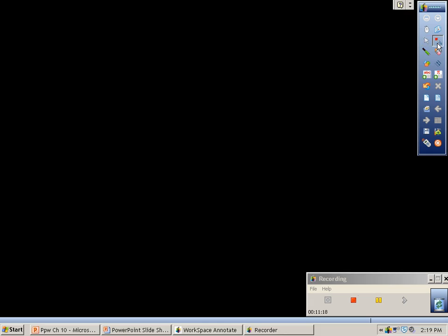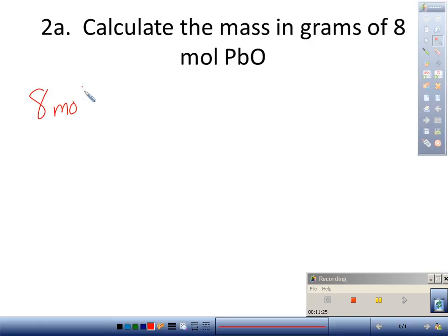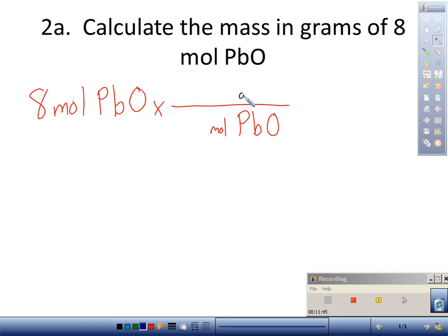So this is a conversion problem. I'm going to start by writing the given. Now I don't want the given, so I'm going to write it down here so I can cancel it out. On the top, I want to put what I'm trying to change to. So the question says mass in grams, so I'm going to put grams on top.